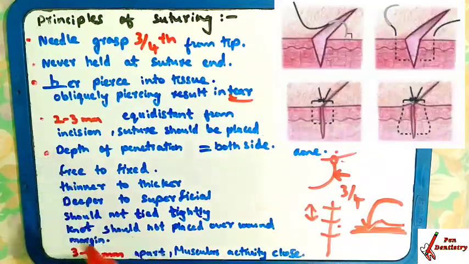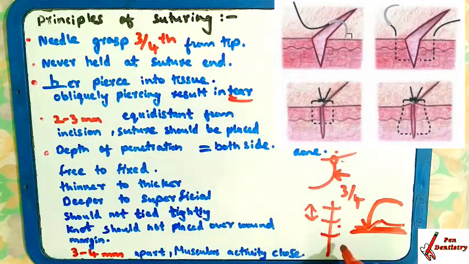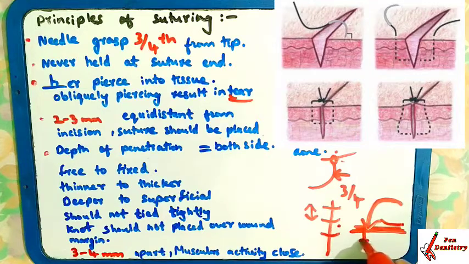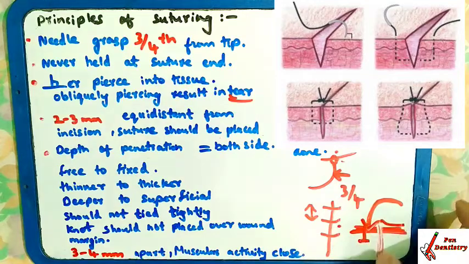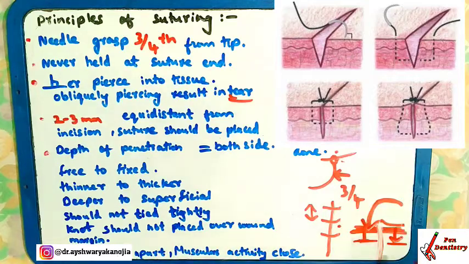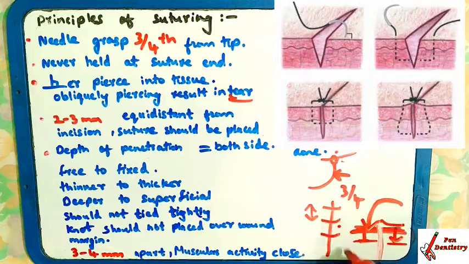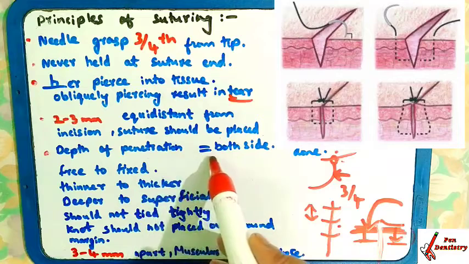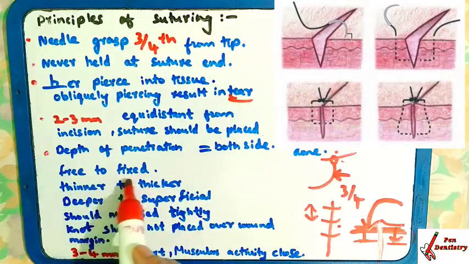The depth of the penetration should be equal on both sides. If you have done the suturing up to here, this is the depth in the incision, and this is the wound. On the other side also you are going to place your suture only up to there. You're not going to take so much tissue on one side and a very thin tissue on the other side. You're going to place your penetration equally. The depth should be equal.